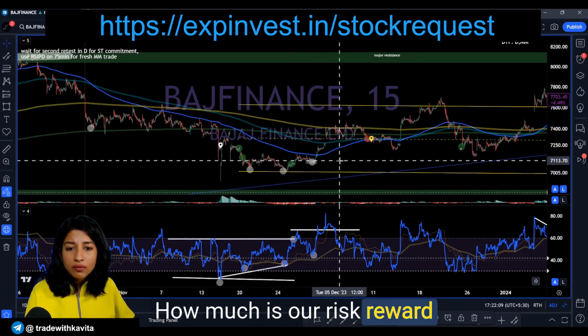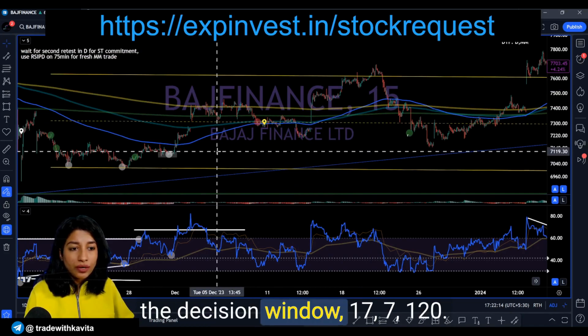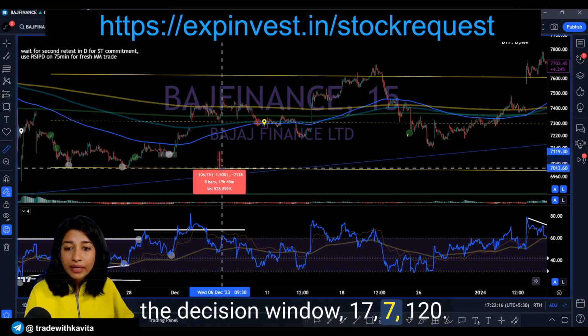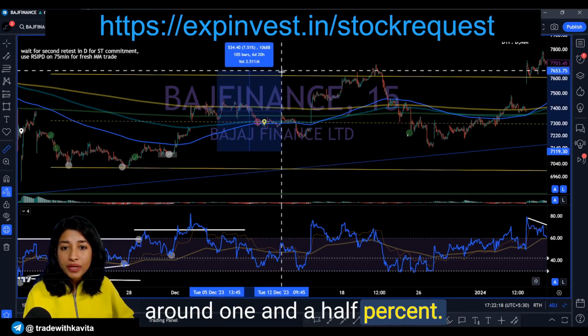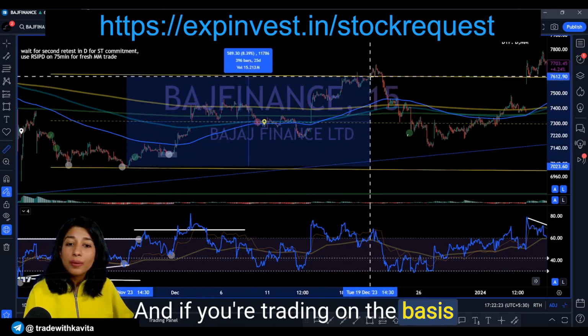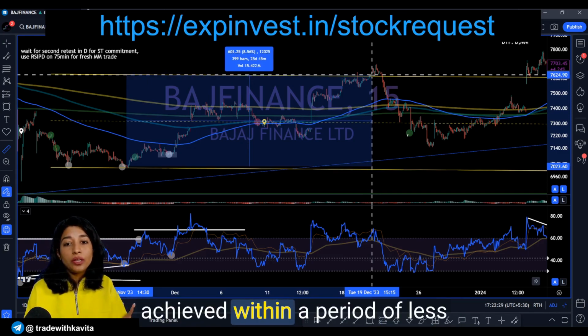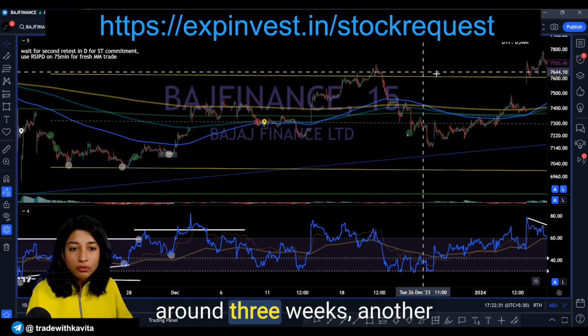How much is our risk reward ratio? From this level of around, say, let's take the higher end of the decision window, 7,120, your stop loss would be around 1.5%. And on the upside, your target is 7% at the onset. And if you're trading on the basis of the 15-minute time frame here, this target would have been achieved within a period of less than 1 month or somewhere around 3 weeks.